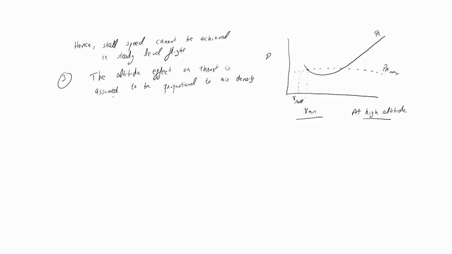Okay, specifically for jet engines, the effect of altitude on thrust is assumed to be proportional to air density. For example, thrust available at altitude divided by thrust available at sea level, where rho altitude is the density at altitude and rho naught is the density at sea level. So thrust available at altitude equals thrust available at sea level times rho altitude upon rho naught.